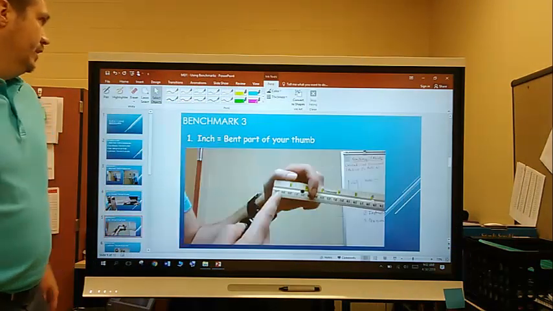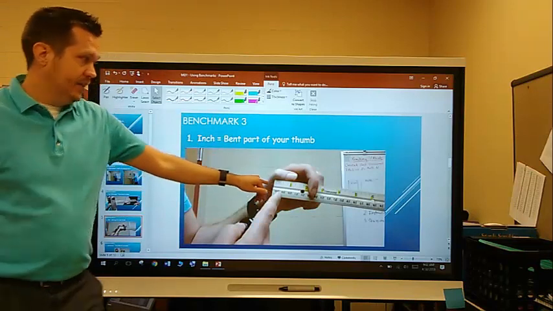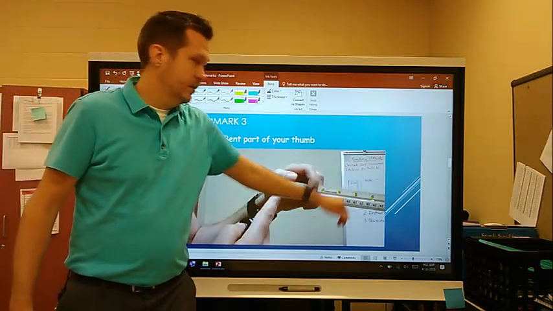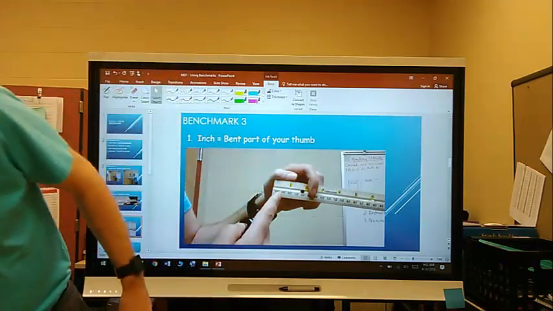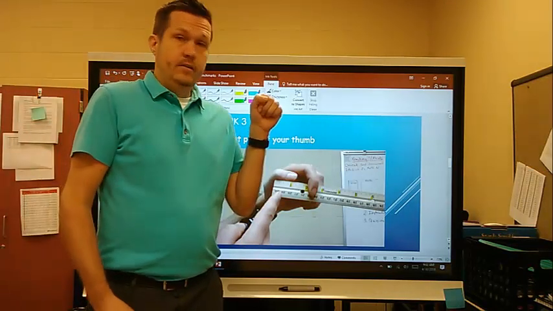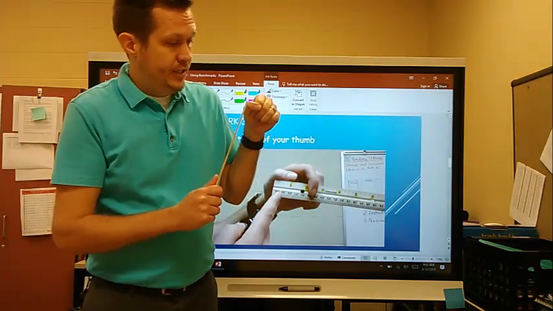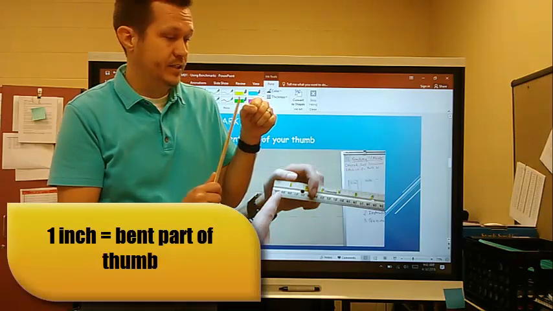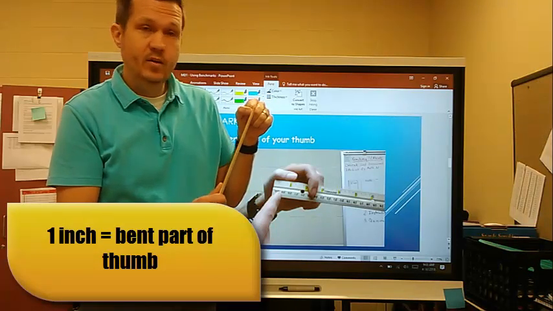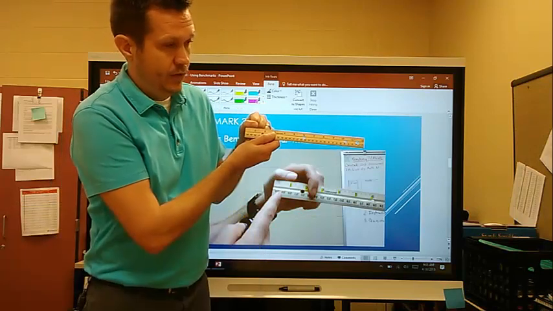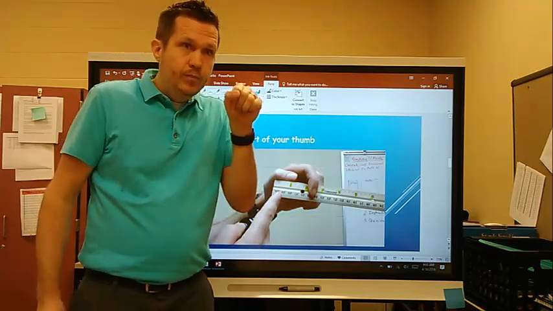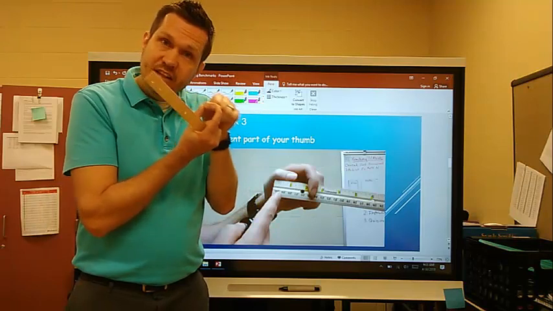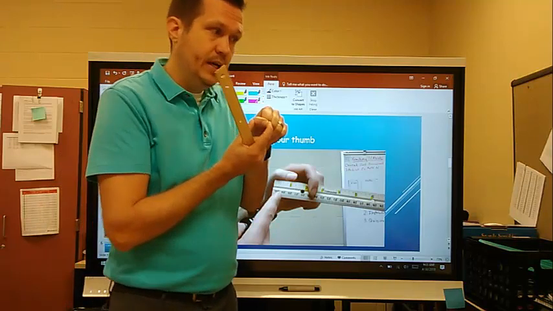Our next benchmark is an inch benchmark. That's these tiny little marks on a ruler. I know that my benchmark for an inch is from my bent elbow to my tip of my thumb, or my bent thumb. That is the width of an inch. That is about 1 inch. So I know that any object that's close to this, I should be using inches, okay?